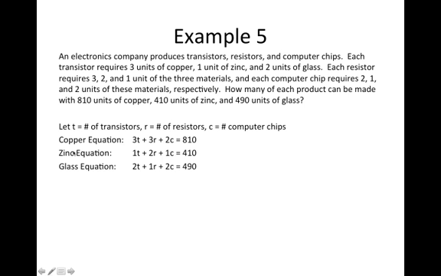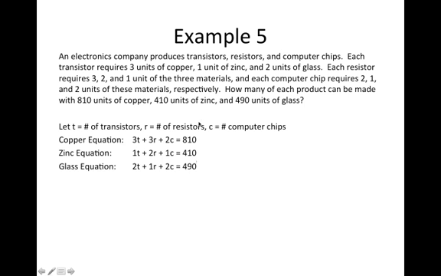Now I'm going to go through and do the same thing for zinc. I'm going to have 1 for each transistor, plus 2 for each resistor, plus 1 for each computer chip, and that's going to add up to be 410. Finally, I'll do the same thing for glass. I'm going to use 2 units of glass for every transistor, plus 1 unit of glass for every resistor, plus 2 units of glass for every computer chip, and that's going to equal 490. So I've got my 3 by 3 equation.